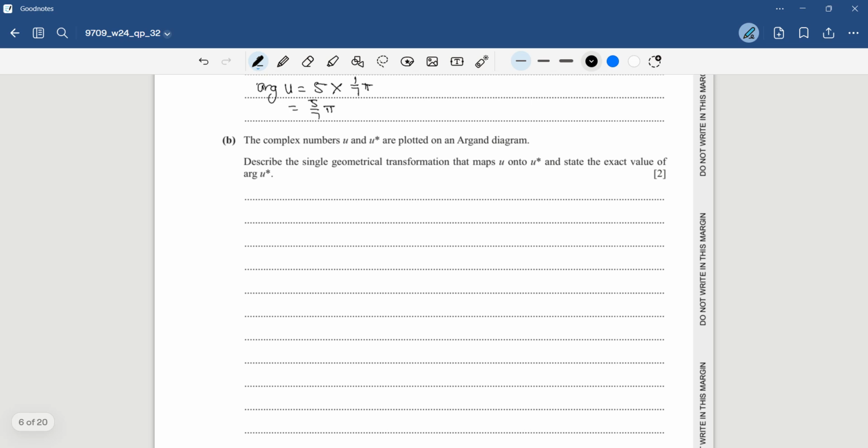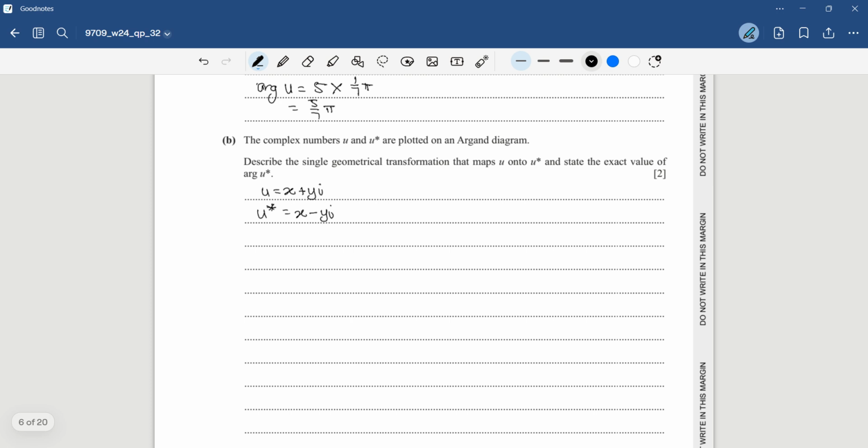For part b, the complex numbers u and u star are plotted on an Argand diagram. Describe the single geometrical transformation that maps u onto u star, and state the exact value of the argument of u star. Since we don't know what u's x and y are, we just assume u is equal to x plus yi. Therefore u star will be x minus yi. My x can be positive or negative. It doesn't matter. It will give you the same result no matter what.